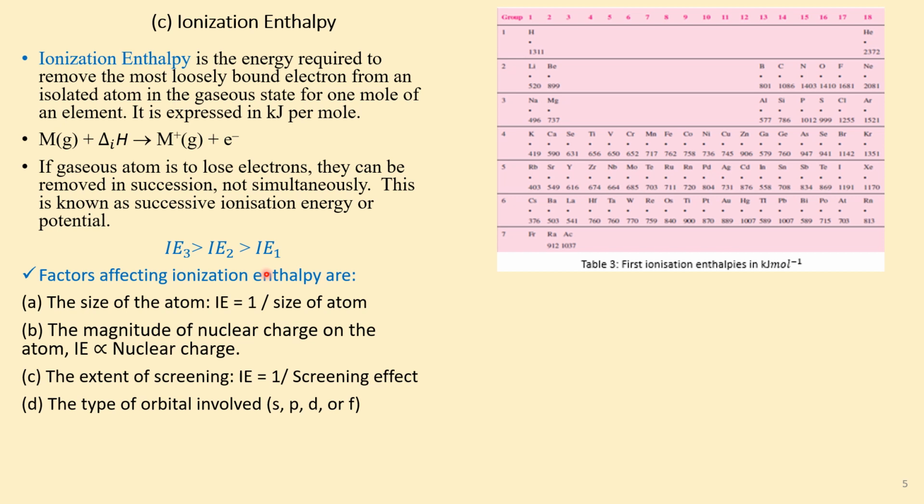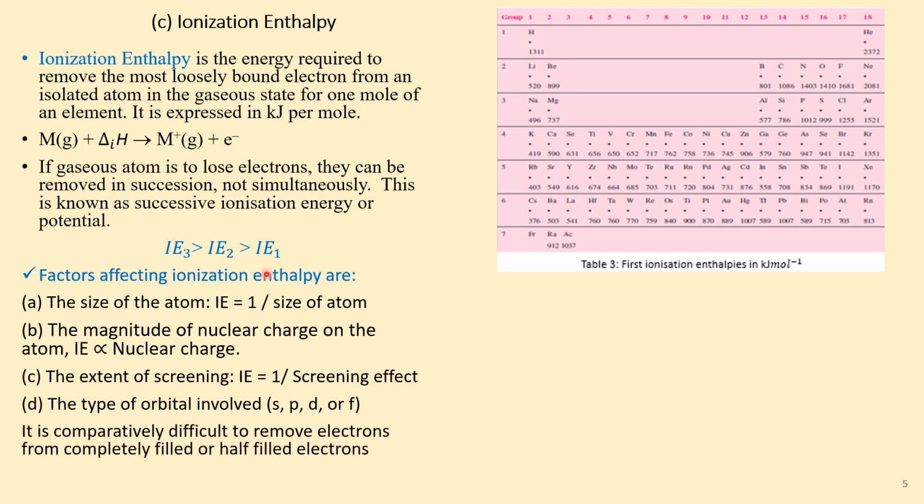For completely or half-filled orbitals, it is comparatively difficult to remove the electrons from these orbitals, being more stable. So it is comparatively difficult to remove electrons from completely or half-filled orbitals.